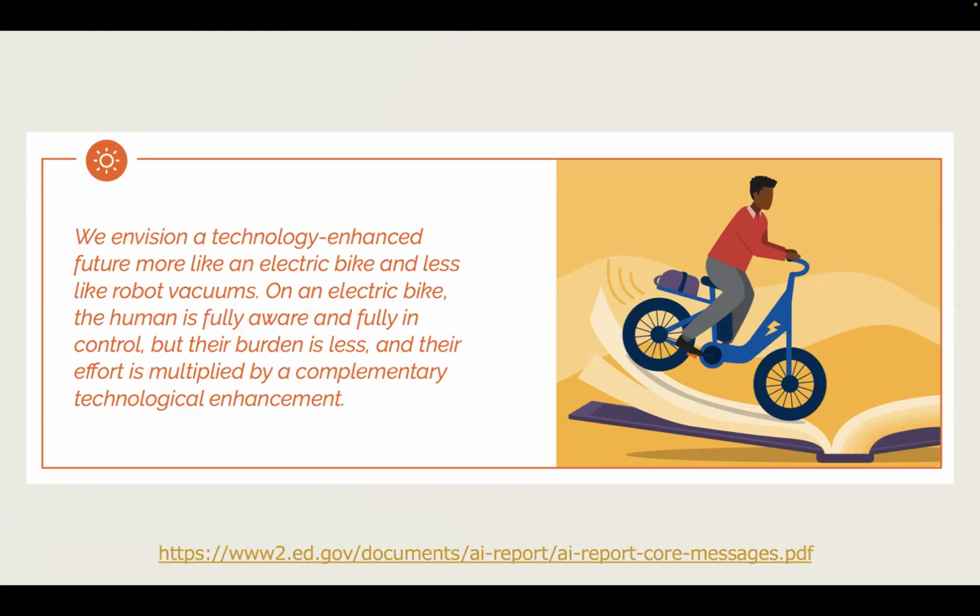When we envision a technology-enhanced future, think more like an electric bike and less like a robot vacuum. If we have an electric bike, the human is fully aware, fully in control, but their burden is less, and their effort is multiplied by a complementary technological enhancement. So instead of looking at AI as a human replacement, we want to think of it more as something that is complementary or can allow us to do things more efficiently.